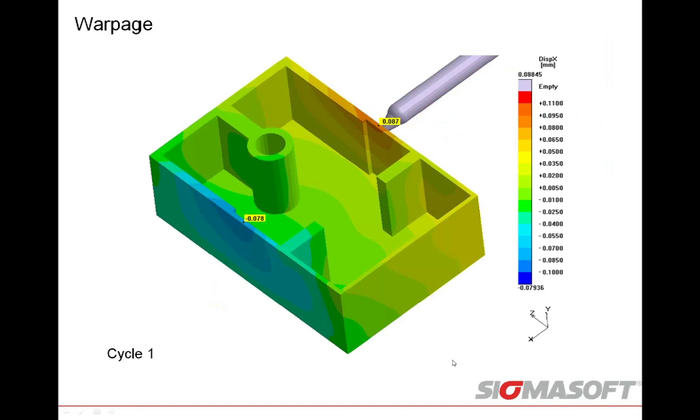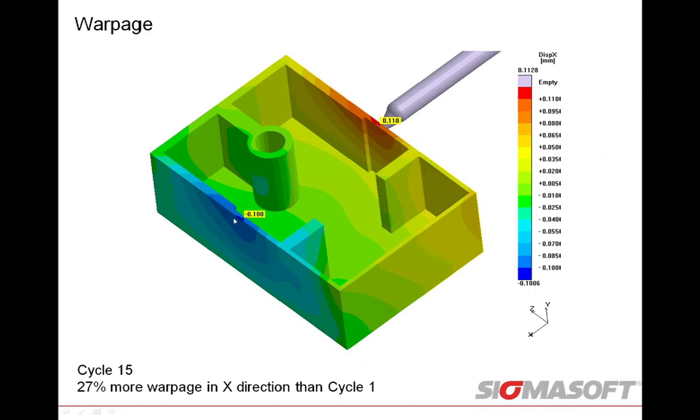And again, as I pointed out before, how does this impact things like warpage? In this case, I'm going to look at my distance across the part in the direction of flow. If we look in the X direction, I can see that this is 87 thousandths warping inward. This is 78 thousandths warping inward this way. So after 15 cycles, I actually have 27% more warpage than I did from cycle 1.